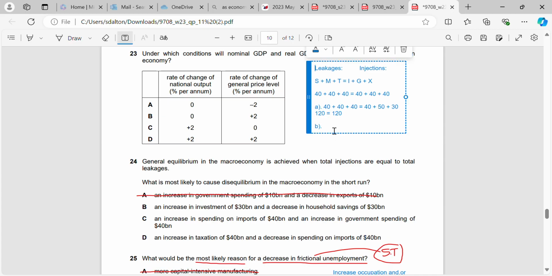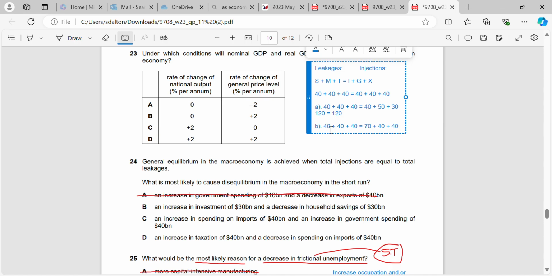If we calculate B, once we know this, all we have to do is import our figures, right? So savings will still be the same. Imports stay the same. Taxation will stay the same, so 120 for our leakages. For our injections, investment goes up to 70, plus 40 for government spending, plus 40 for exports.